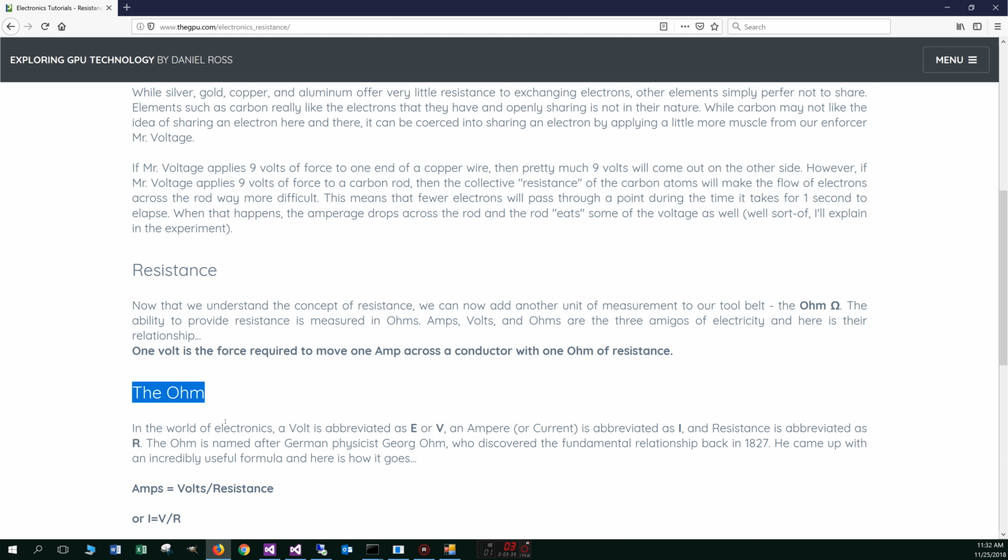The ohm. Now, in the world of electronics, a volt is abbreviated as E or V, and ampere or current is abbreviated as I, and resistance is abbreviated as R. The ohm is named after a German physicist, George Ohm, and that's not misspelled, by the way, either, who discovered the fundamental relationship back in 1827.